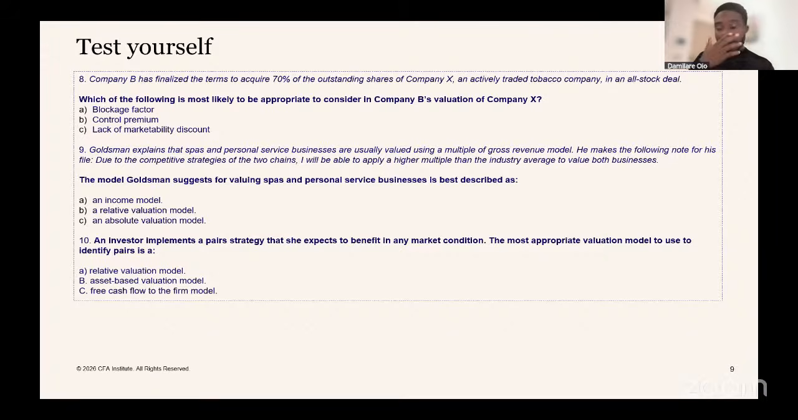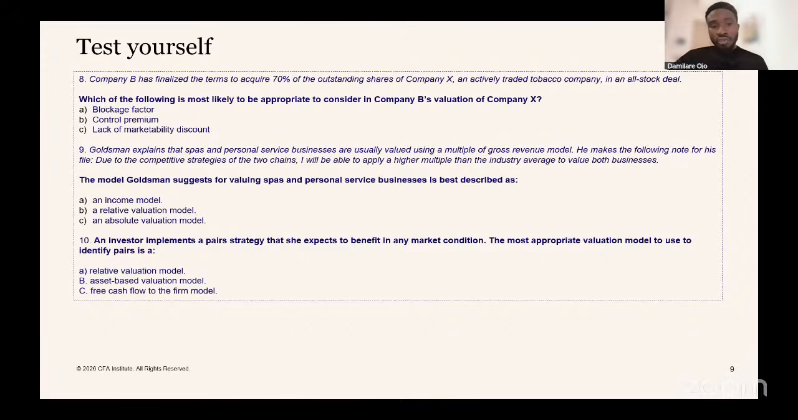Under multiples, let me quickly say that the higher the multiple for a particular company, the more you say the company is overvalued. So a higher multiple means the stock is overvalued. For instance, if you are comparing two companies, let's go back to GTCO and Zenith Bank. Let's say that the PE ratio, the price to earnings ratio, of GTCO is 4 times, and that of Zenith is 3 times. A company with a higher multiple is seen as being overvalued.